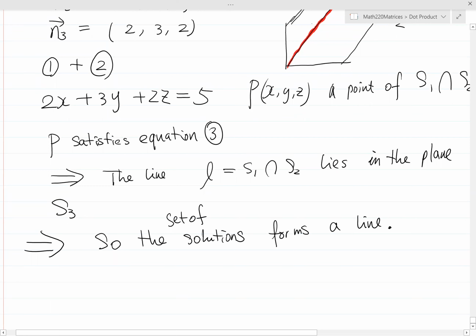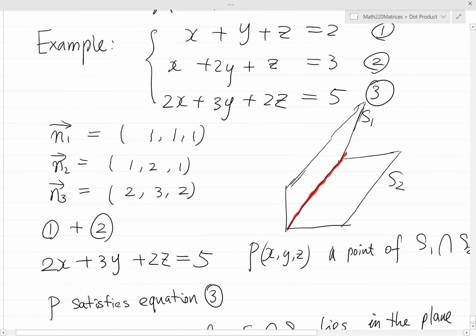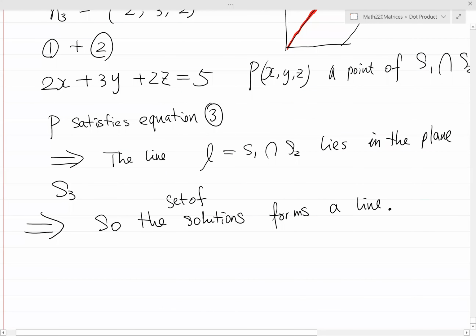Now we need 2 points to determine a line. Actually, we determine the line equation so that we can determine the solution set. To determine this line, we only need equation 1 and equation 2, or you use equation 1 and equation 3, or you use equation 2 and equation 3. So let's suppose we use equation 1 and 2. So we just solve equation 1 and 2.